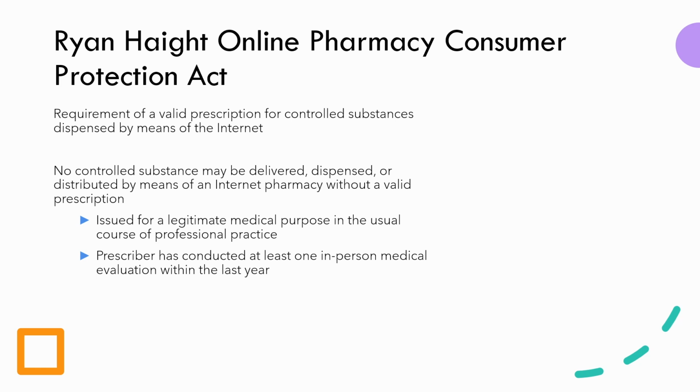The thing about the Ryan Haight Online Pharmacy Consumer Protection Act is that they have certain requirements, really depending on what state you're in, usually set by NABP. And here, basically, the bottom line is that no controlled substances may be delivered, dispensed, or distributed by means of internet pharmacy without a valid prescription.